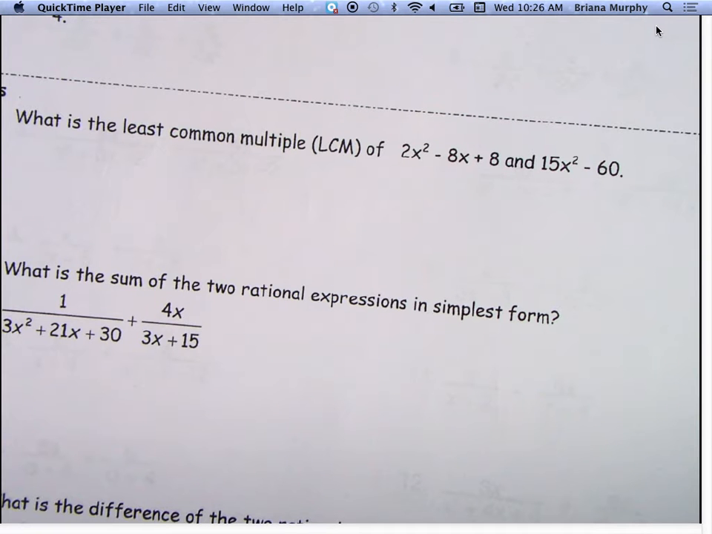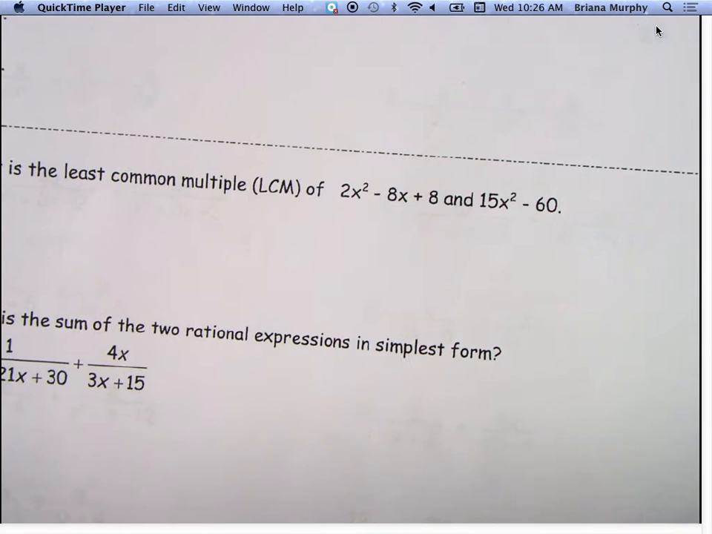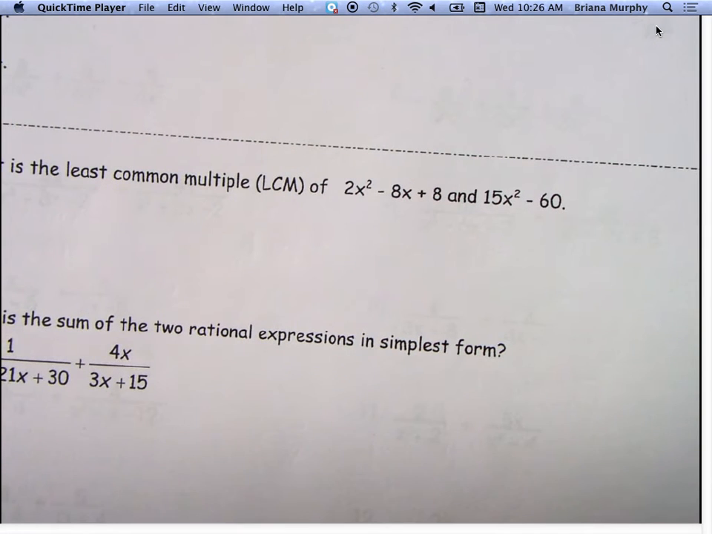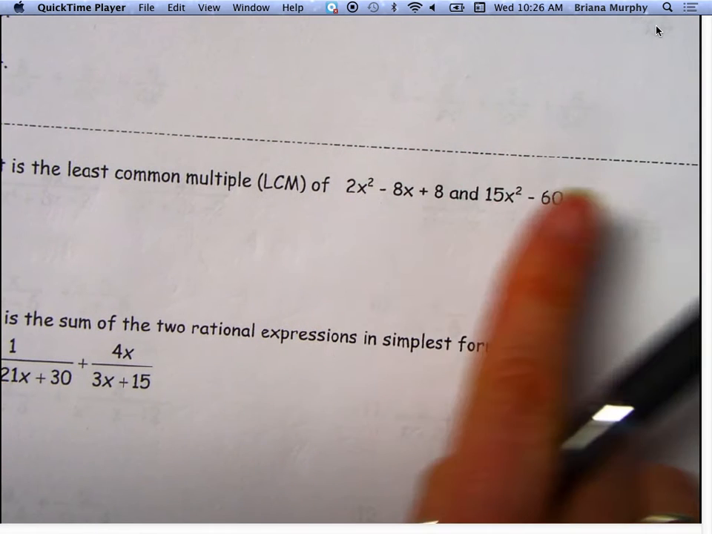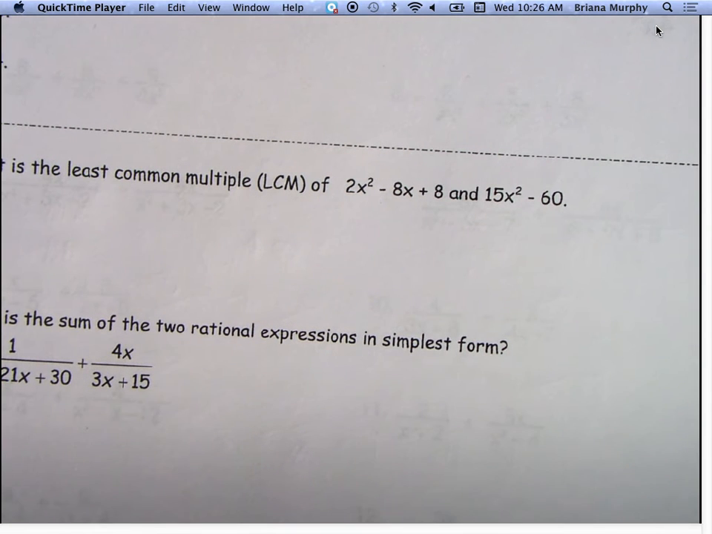So first, let's look at two examples of expressions that we might need to put together and have like denominators, right? We've talked about to add or subtract fractions, the denominators have to be exactly the same. Okay, so let's look at these two and see if we can get them exactly the same.